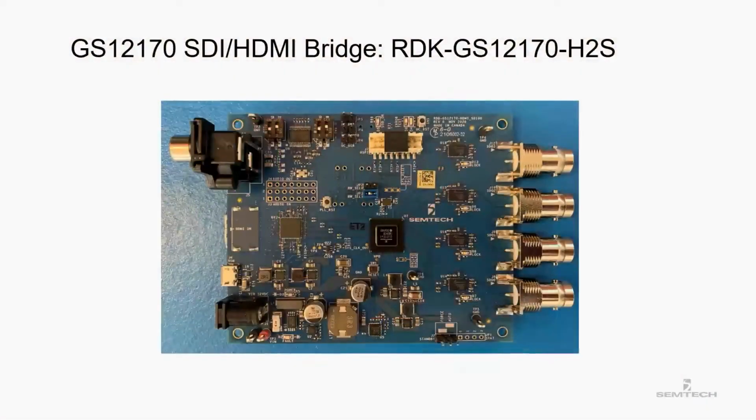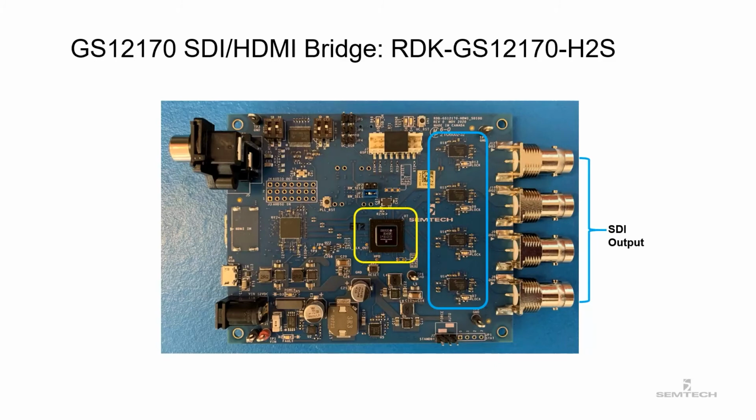Here is the GS12170 HDMI to SDI bridge board reference design kit, RDK GS12170 H2S. The center of the RDK has the GS12170 with H2S mode configuration setting. The right side has SDI outputs using the GS12281 12G UHD-SDI reclocking cable driver. The left side is the HDMI input with a redriver.